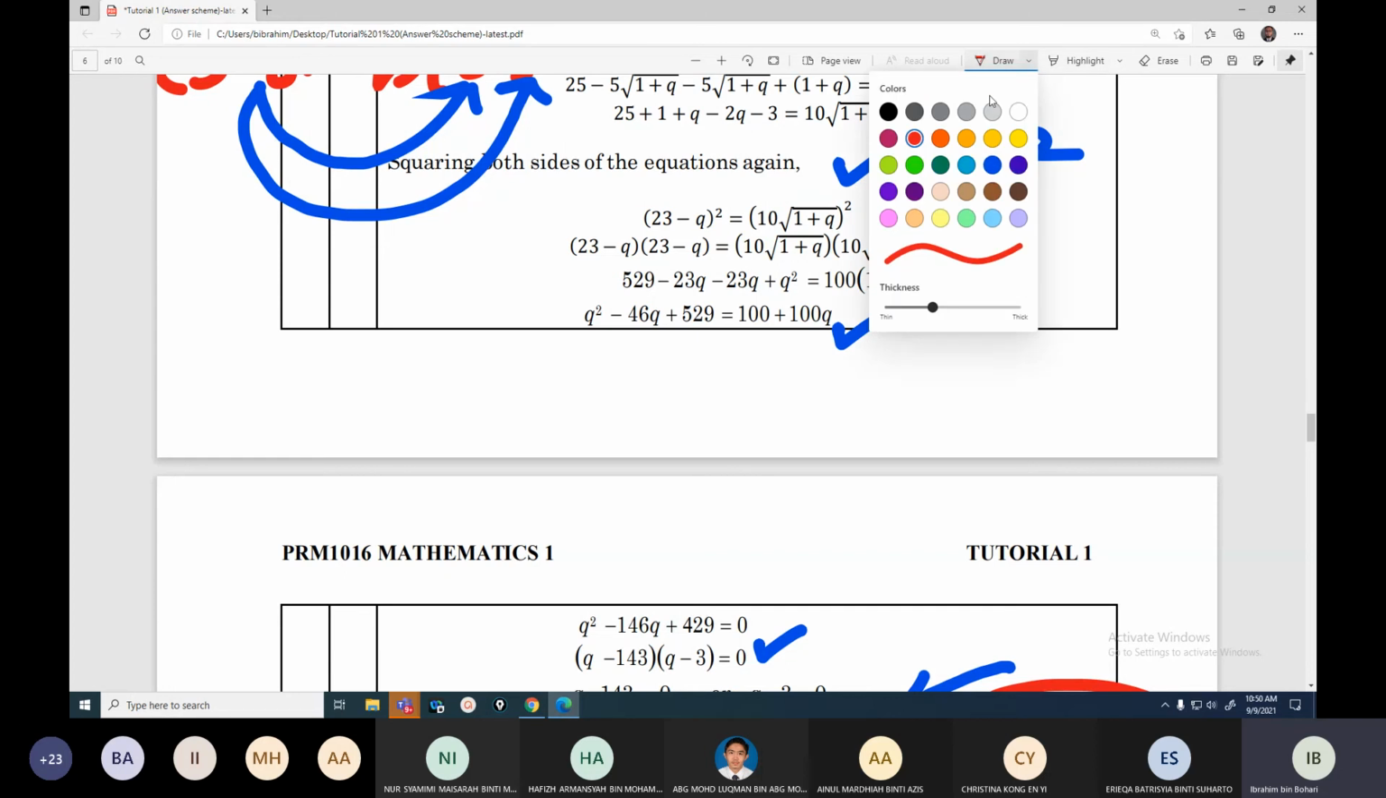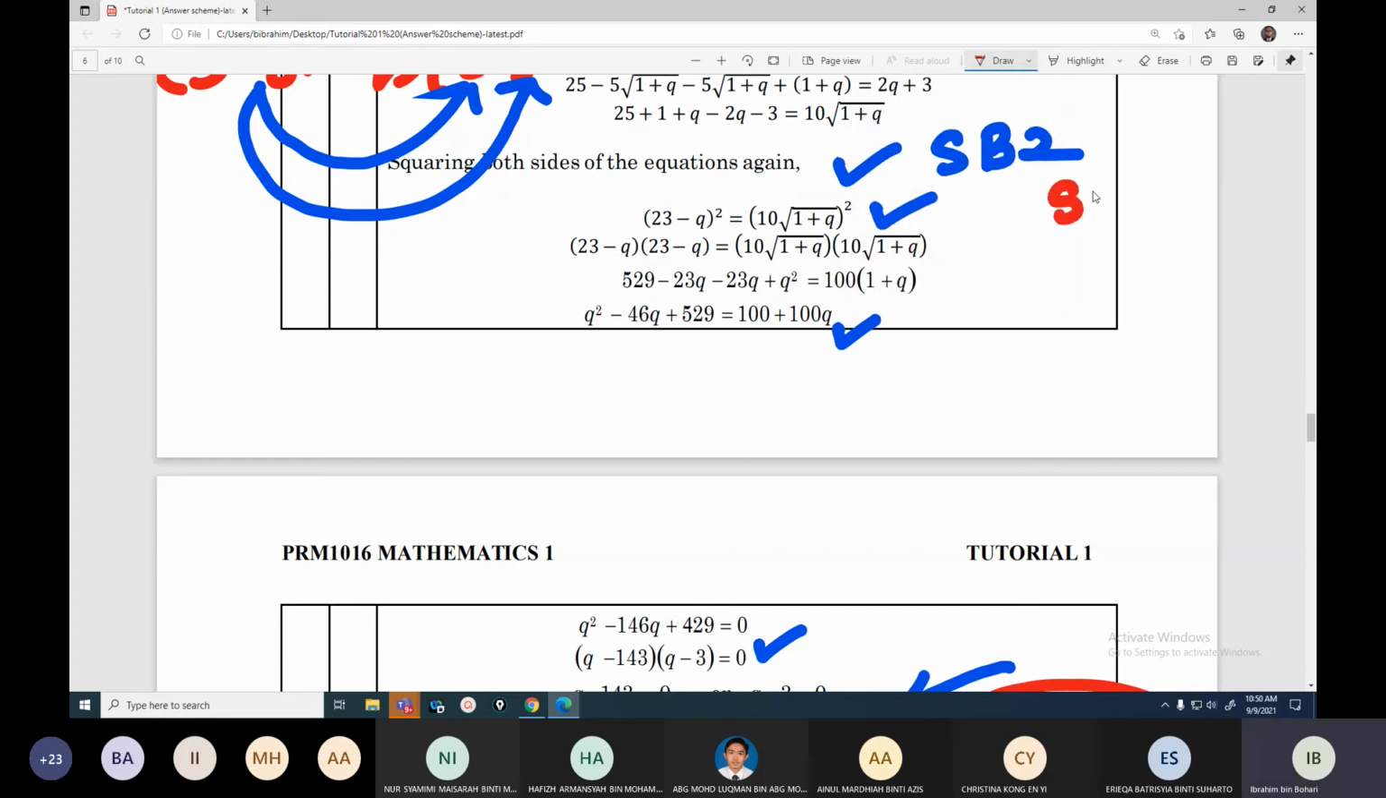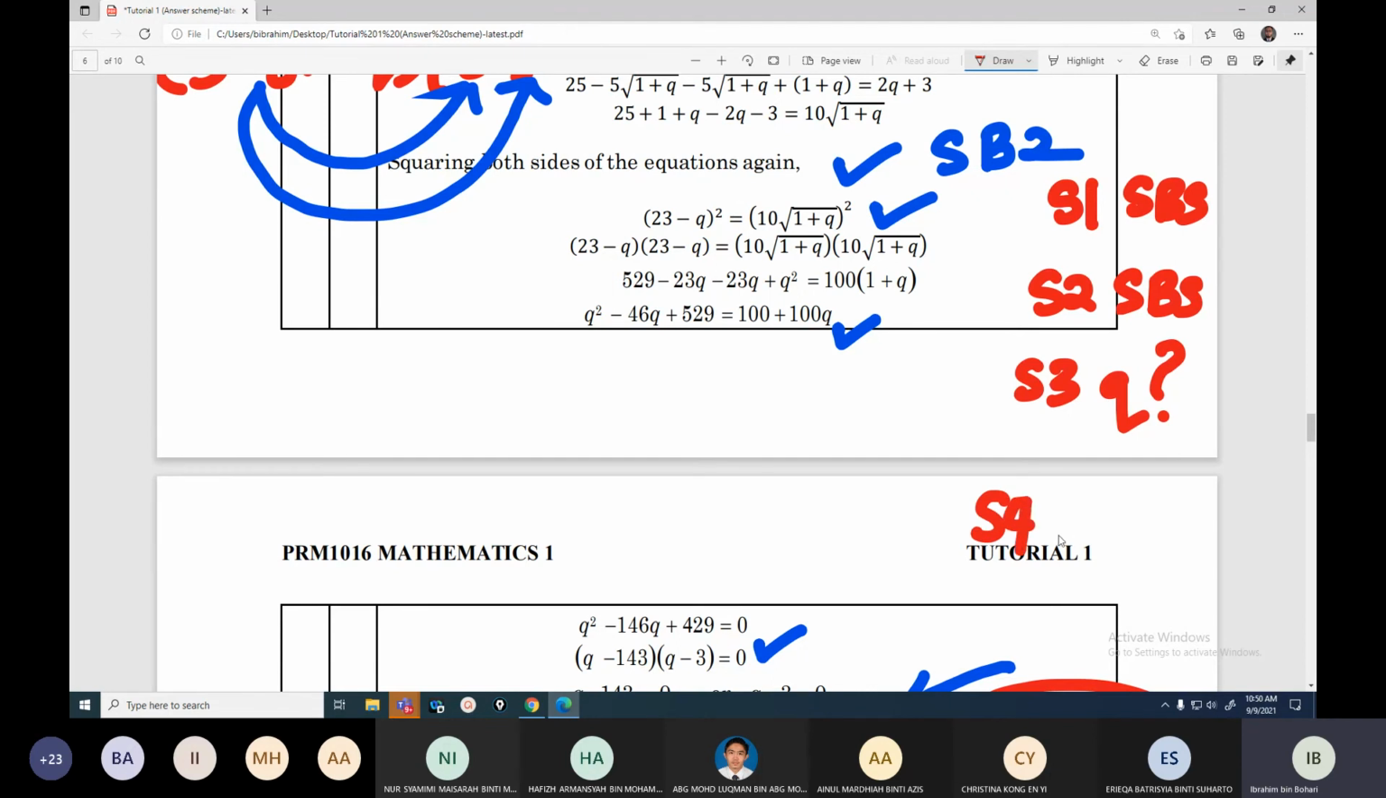So first method, step 1 here, you square in both side. And then step 2, you square in both side again. And then step 3, you find the value of Q. Q equals to 143 and Q here equals to 3. And then step 4, you compare the left hand side and the right hand side of the equation. And the last step 5, you find the final answer. Dia ada 5 step.